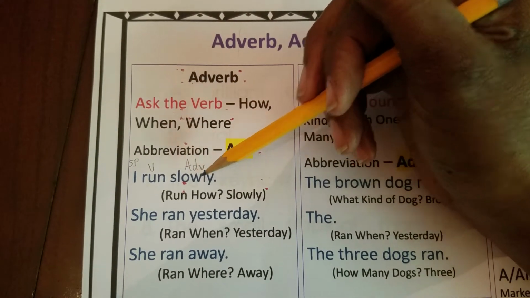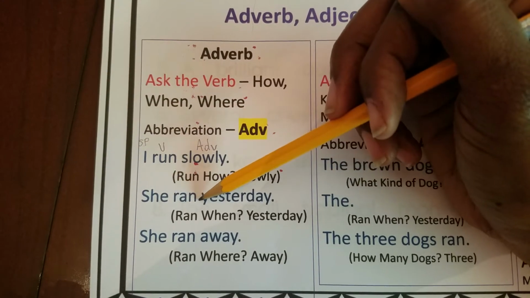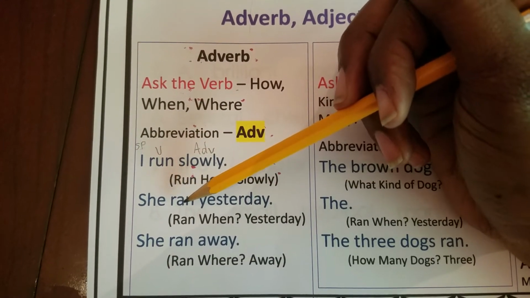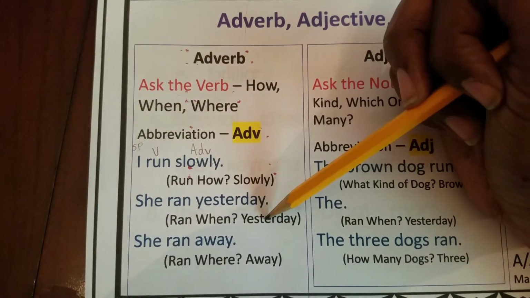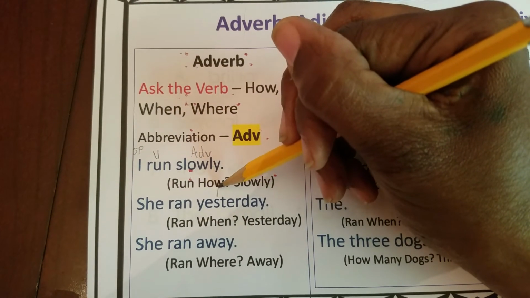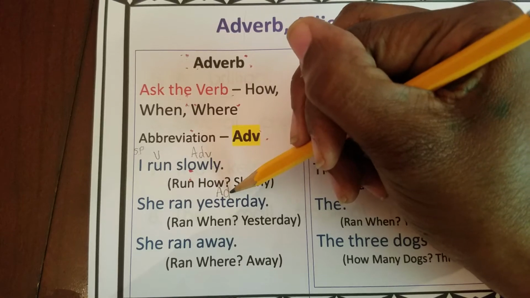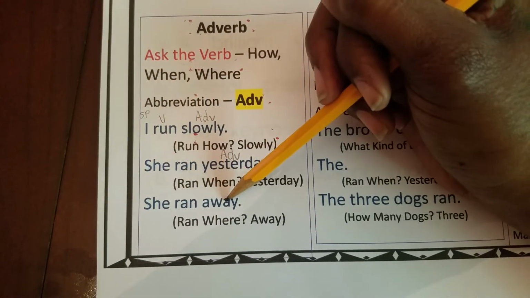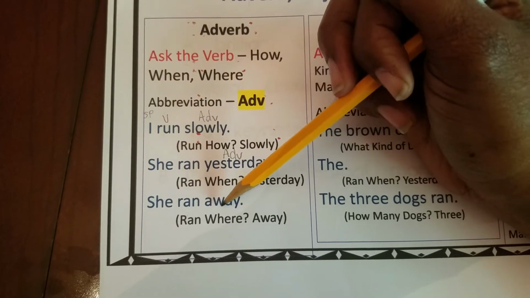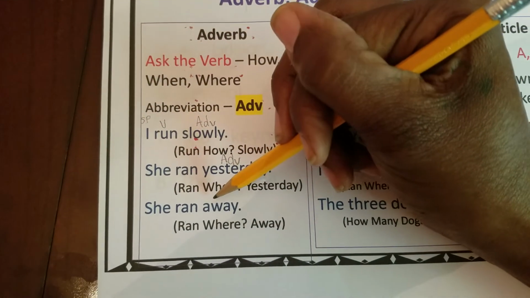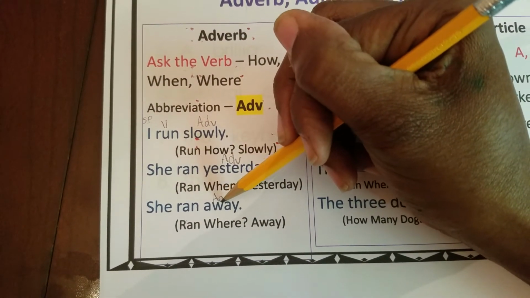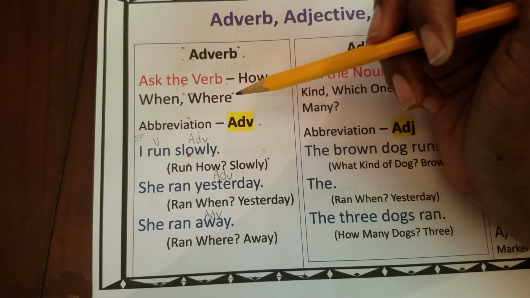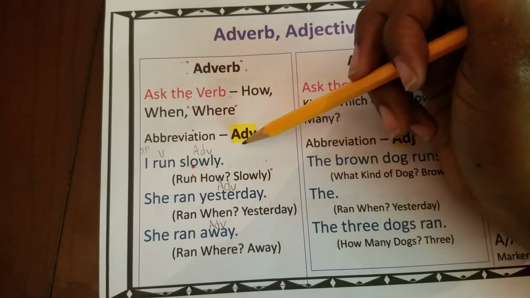Slowly. Next, "She ran yesterday." Which one is the verb? Ran. Ran when? Yesterday. Adverb. "She ran away." Ran where? Away. Adverb. So you see, those are the 3 questions that you would ask to find the adverb.